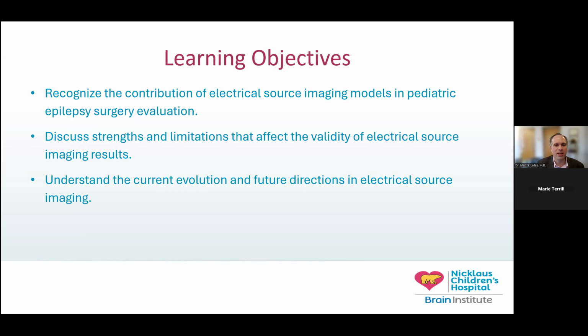ESI is not something that is, in my mind, itself new, but there are always new things being done with it. It continues to evolve and grow, and I think that is really important for how we think about the child's epilepsy when we are talking about treating it with a surgical approach.